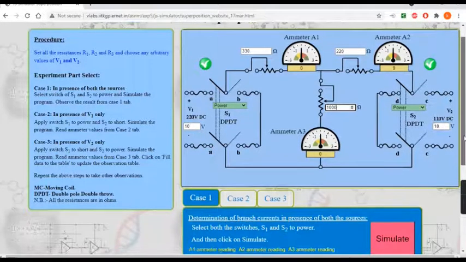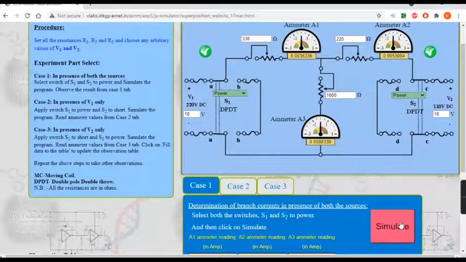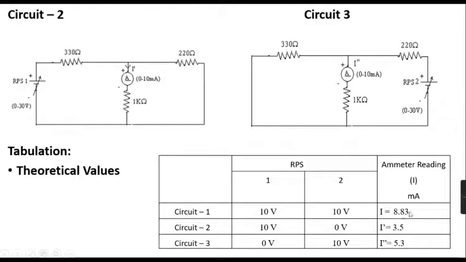Now if you click simulate, you will get these values. We require only these values. This is assumed to be the load, so we have got 8.8 milliampere. So theoretically also we have got 8.8 milliampere for the first case.